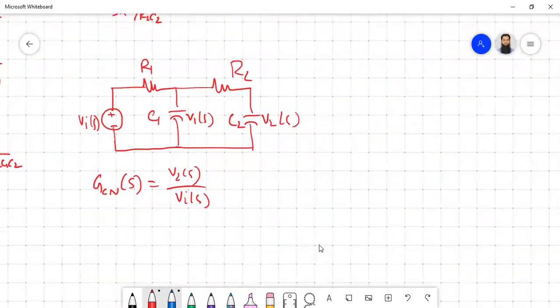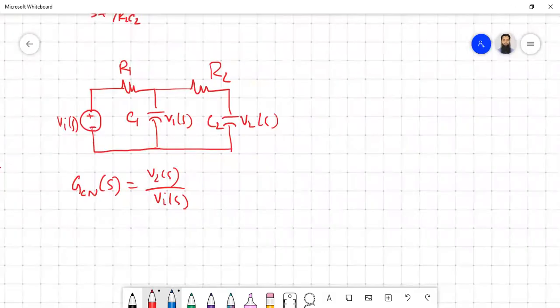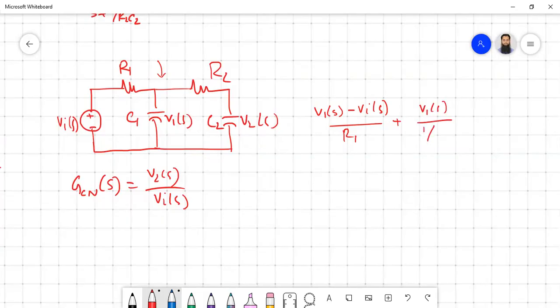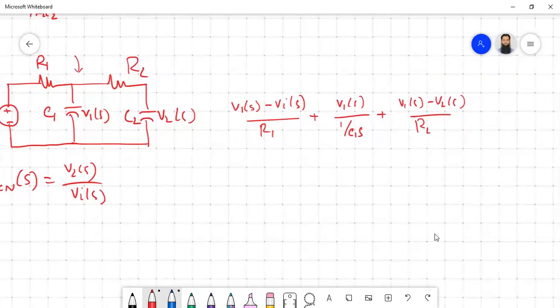We can go for mesh analysis or nodal analysis. I'm going here with nodal analysis. Applying at this node first: (V1(s) minus Vi(s)) by R1 plus V1(s) by 1/(C1 s) plus (V1(s) minus V2(s)) by R2, and that should be equal to 0.